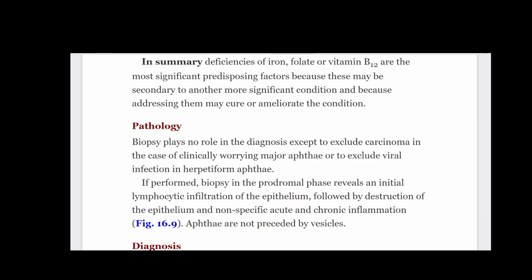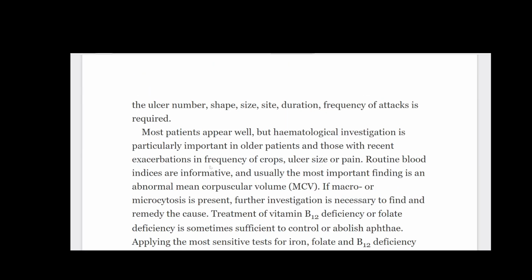Usually occasional ulcers are tolerated, and it is an increase in frequency of ulcers that brings the patient to seek treatment. A detailed history of the ulcer number, shape, size, site, duration, and frequency of attacks is required. Most patients appear well, but hematological investigation is particularly important in older patients and those with recent exacerbations in frequency of crops, ulcer size or pain. Routine blood indices are informative, and usually the most important finding is an abnormal mean corpuscular volume, MCV. If macrocytosis or microcytosis is present, further investigation is necessary to find and remedy the cause. Treatment of vitamin B12 deficiency or folate deficiency is sometimes sufficient to control or abolish aphthae.